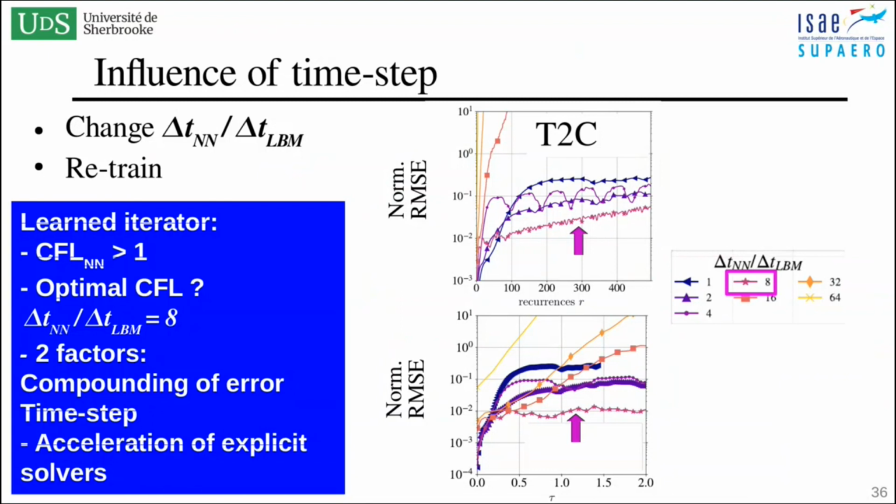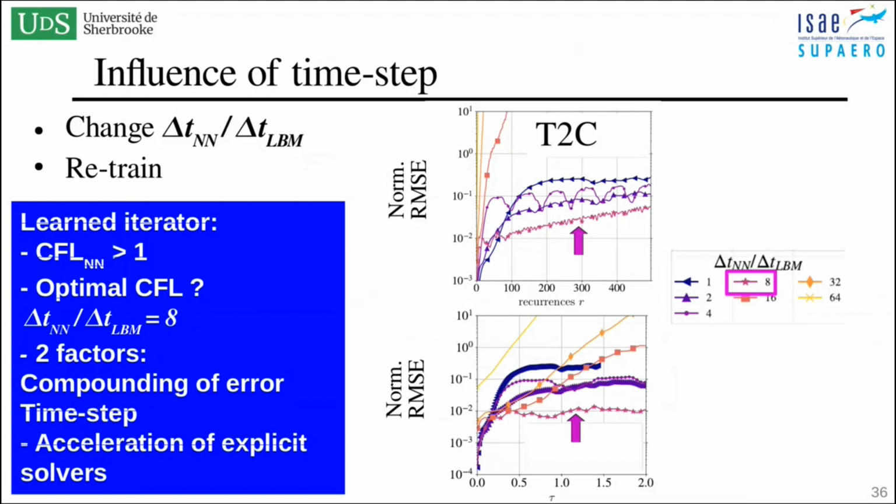And this is actually very interesting because we are using a CFL condition, so a Courant number greater than 1. And this is something we cannot use in traditional or classical PDE solvers. Also, why is this value found? There are two factors playing here. The first one is the compounding of error. The more iterations we do, the more error we will accumulate.